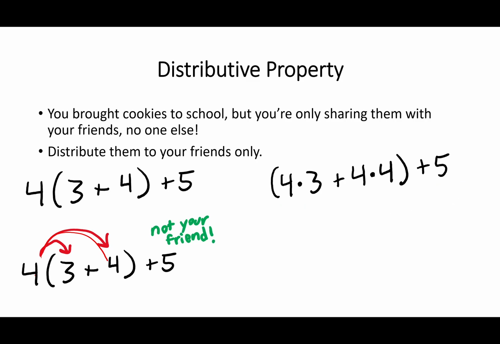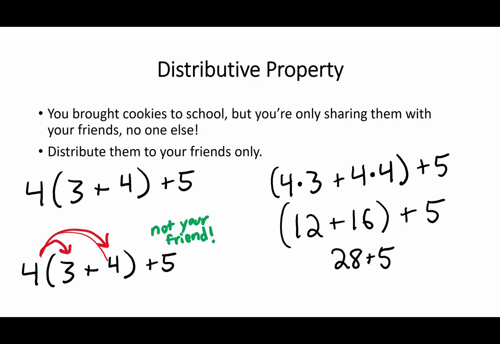Okay. What's 12 plus 16? 28. And then, when you're done with your parentheses, 28 plus 5? 33. That's the distributive property in a nutshell.